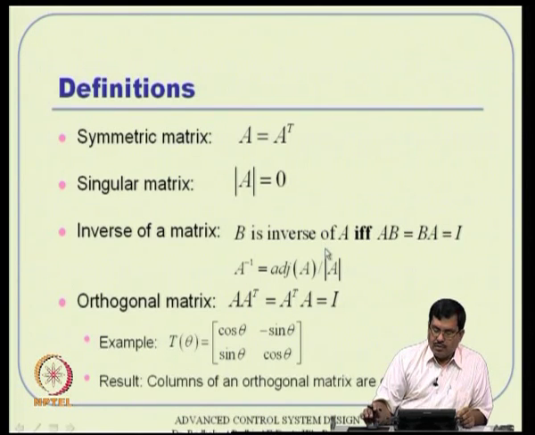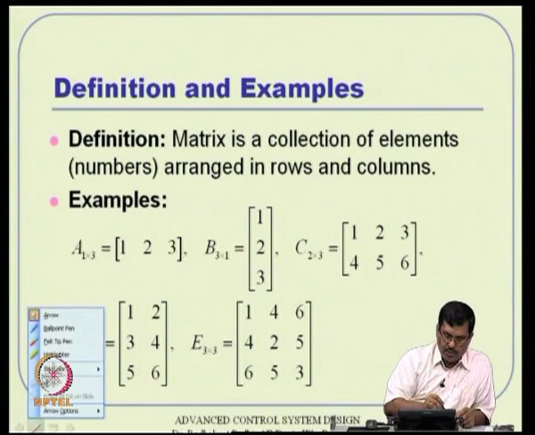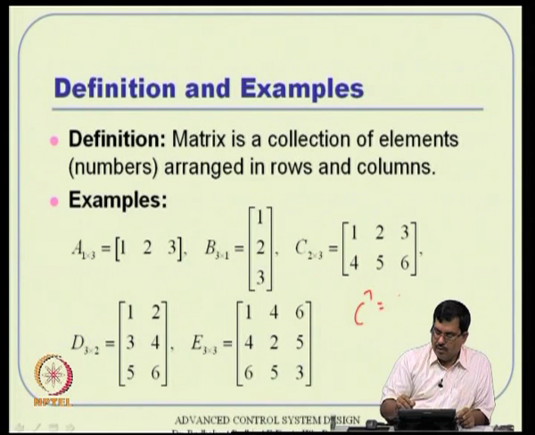And then some further definitions. We call a matrix symmetric if it satisfies A is equal to A transpose. What is a transpose, by the way? If you exchange rows to columns, and columns to rows, then it becomes the transpose. For example, if it is C here and you take C transpose, then 1 2 3 will go down, and 4 5 6 will be next to that. So that is C transpose.